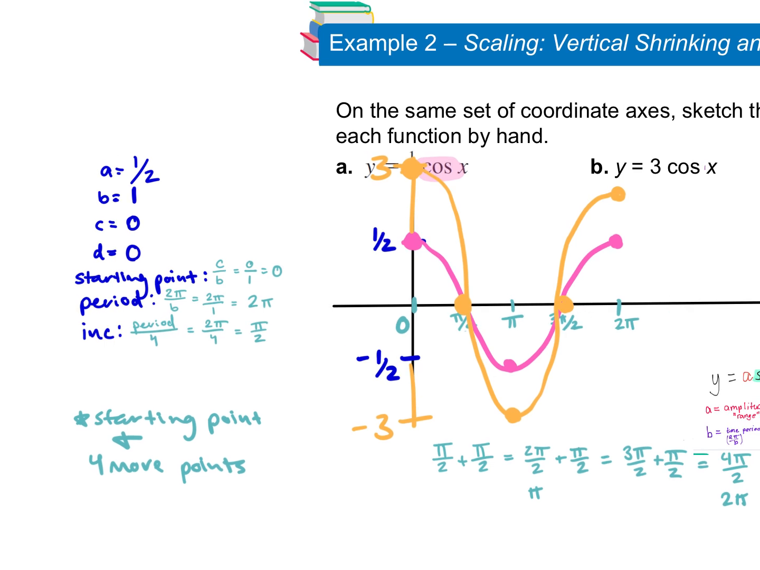So for every graph, you're going to want to find your starting point, which is going to be C over B, your period, which is 2 pi over B, and your increment, which is going to be the period divided by 4. So for every graph, you need your starting point and 4 more points.